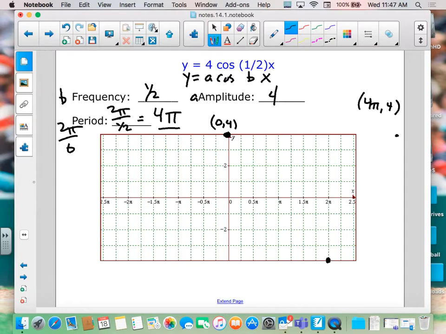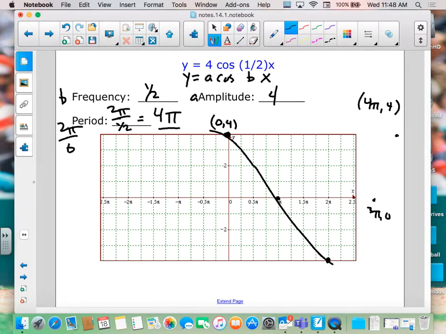So if you can picture this thing, notice in a 2 pi period, we're only seeing half of a wave. That's what that frequency means. So at 3 pi, which would be right about here, we'd have 0. I just want you to be able to picture it. At 1 pi, we'd have 0. So you can see my 5 critical points.